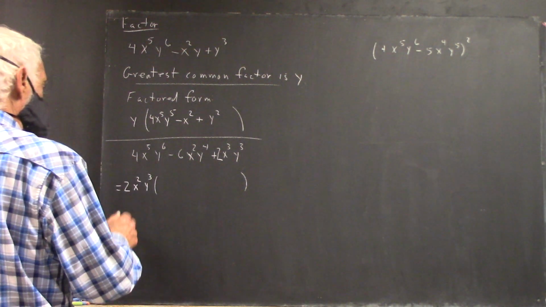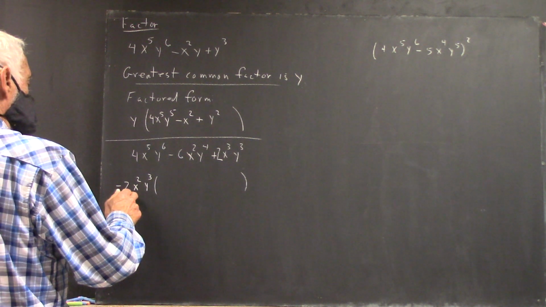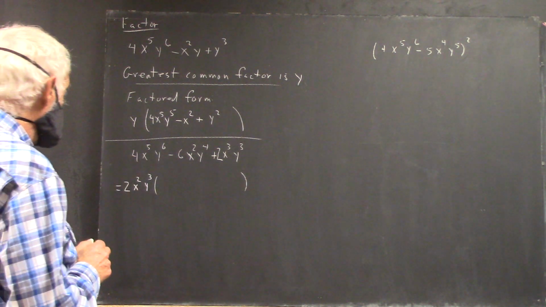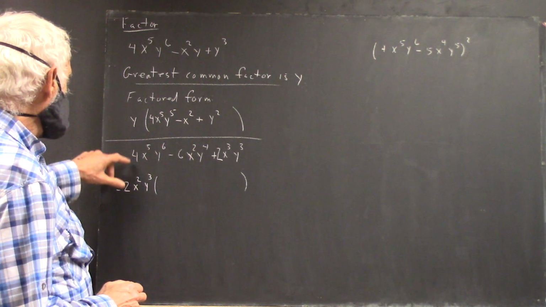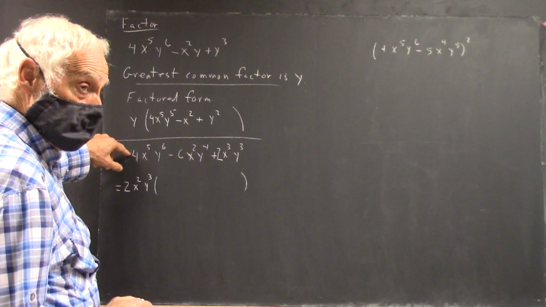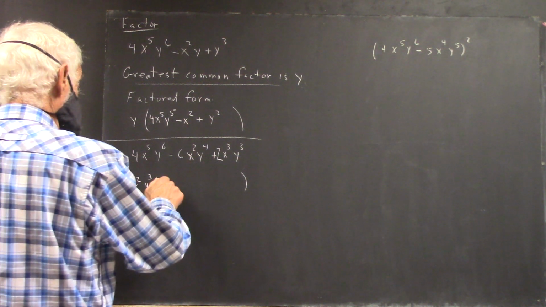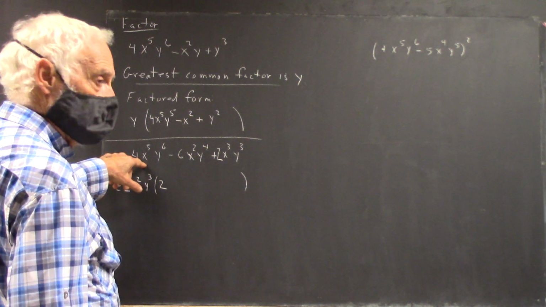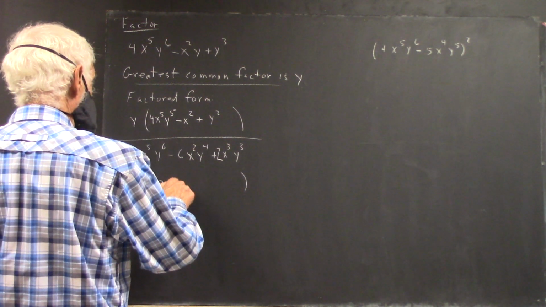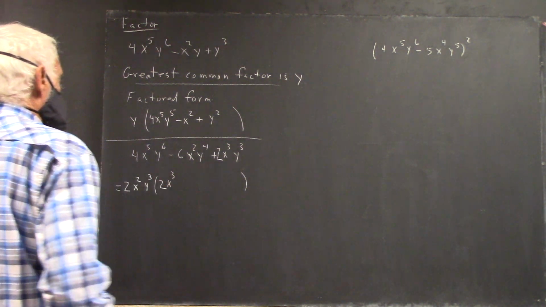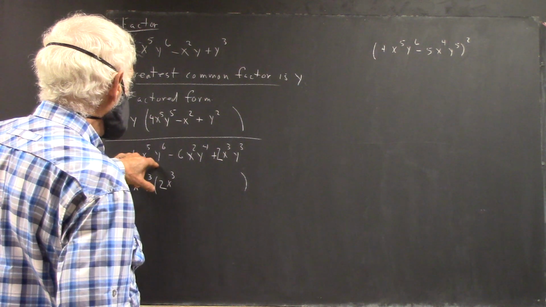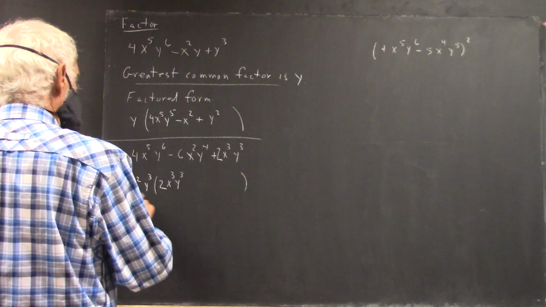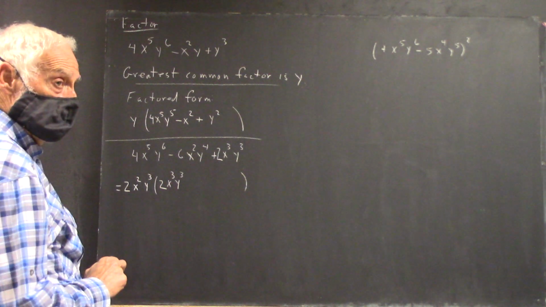So what now? What would we multiply by 2x squared y cubed to get 4x to the 5th, y to the 6th? Well, we're going to have to multiply by 2 in order to get 4, right? So we're going to have a 2. And we've got an x squared. To get an x to the 5th, we need another x cubed. We have y cubed. To get a y to the 6th, we should have a y cubed here. This multiplied by this will give us this.